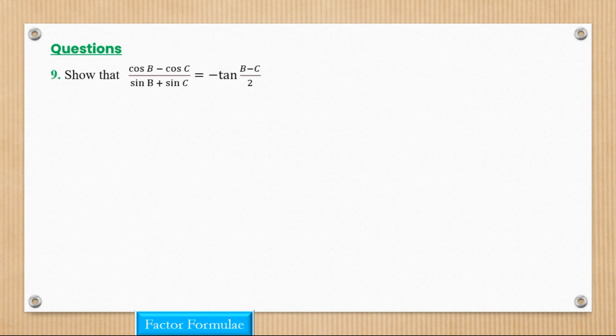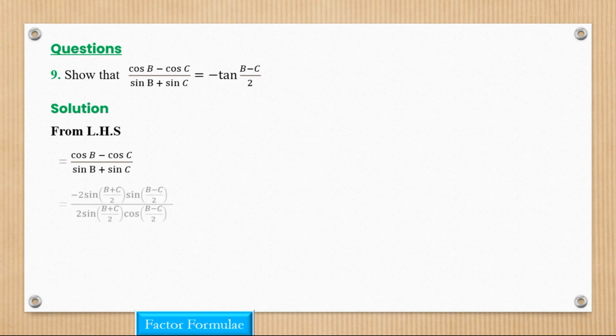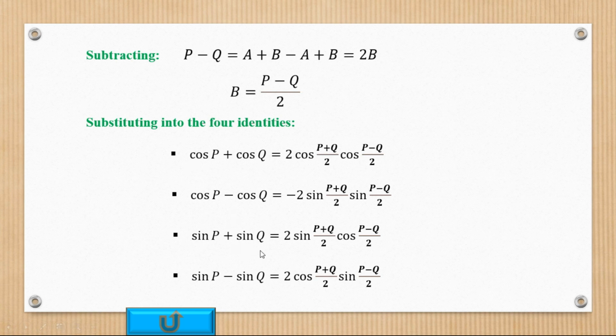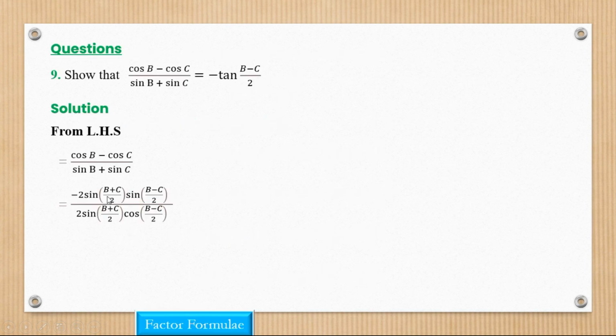9. Alright, so in question number 9, we're being asked to prove that this is equal to that. So we're going to prove from the left hand side. So we have that. So we can actually see that from factor formula. So when we apply the factor formulas, we can see that when it's cos of an angle minus cos of a different angle, we have b plus c over 2. So that's why we have that. Then we have b minus c over 2 in that format. So we're actually applying this formula there.